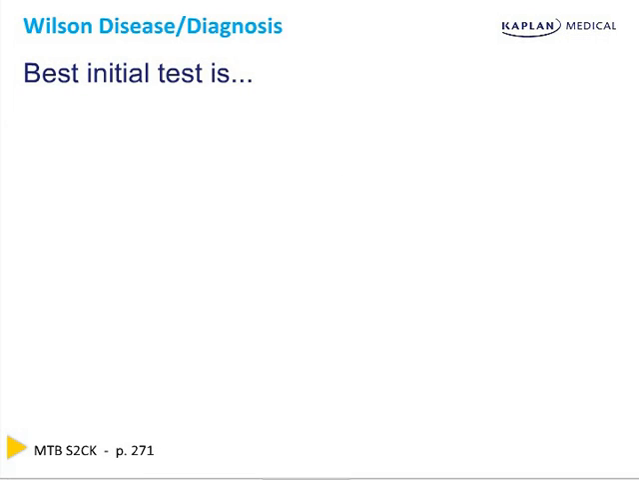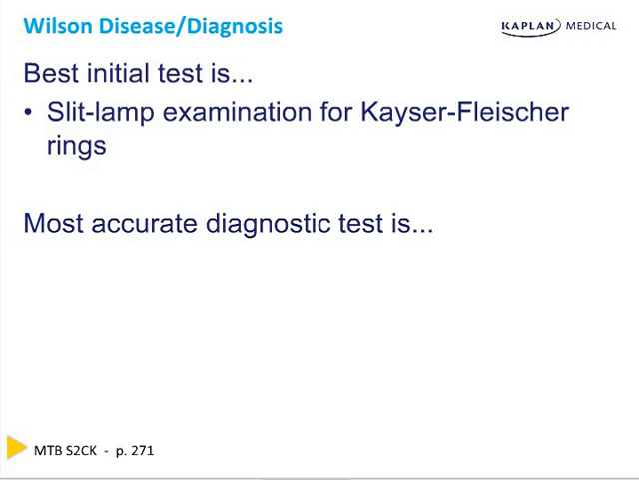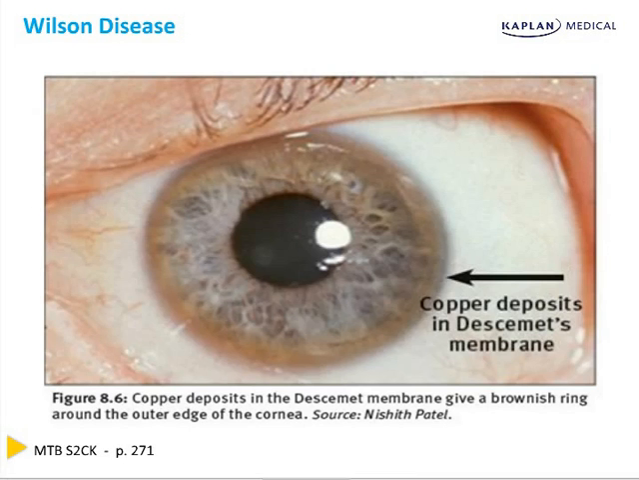The best initial test is a slit lamp examination looking for Kayser-Fleischer rings. A Kayser-Fleischer ring is a brownish ring around the eye from copper deposition. The most accurate diagnostic test is an abnormally increased amount of copper excretion into the urine after giving penicillamine. Here's a classic example of a Kayser-Fleischer ring with copper deposition in Descemet's membrane.